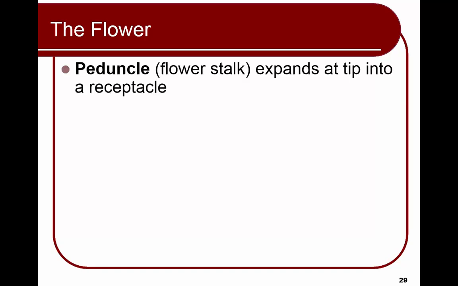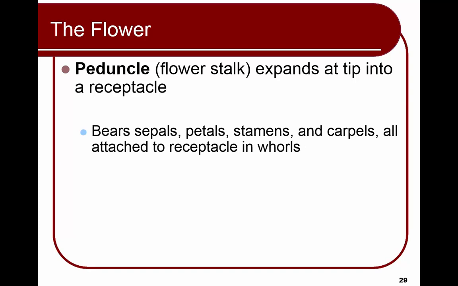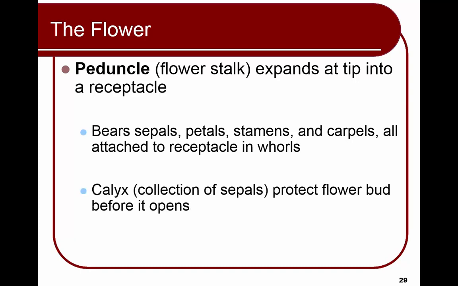Now if we look at the flower, because they are flowering plants, they have a peduncle that is the stalk, and it expands at the tip into what's called a receptacle. And this is where you have your sepals, petals, stamens, carpels, and they are all attached to the receptacle. The calyx is the collection of sepals that protect the flower bud before it opens. And the corolla is all of the petals inside the bud.